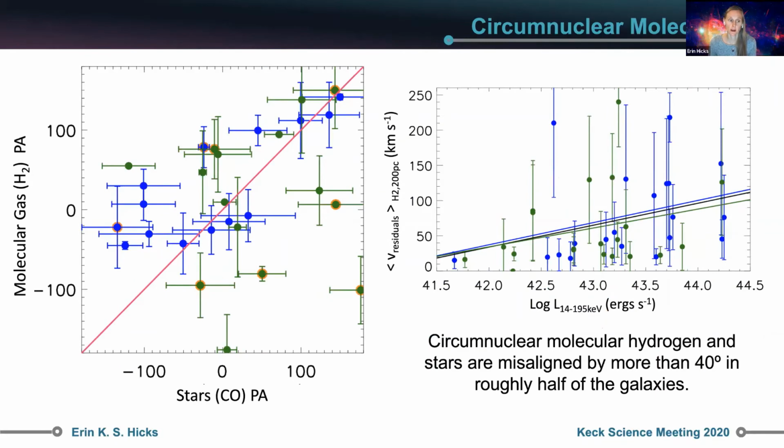Looking at the molecular hydrogen and comparing the position angle determined from the kinematics measured of the gas to that of the circumnuclear stars, we see that in many cases there's good agreement, but in many cases there's not. So in about half of the galaxies, there's a significant offset in the position angle determined from the molecular gas compared to the stars. And again, there might be a suggestion that there's a higher degree of residuals after subtracting that symmetrized field from the measured velocity of molecular hydrogen in those galaxies with a higher X-ray luminosity. So again, suggestive of feedback in those cases, greater degree of feedback.